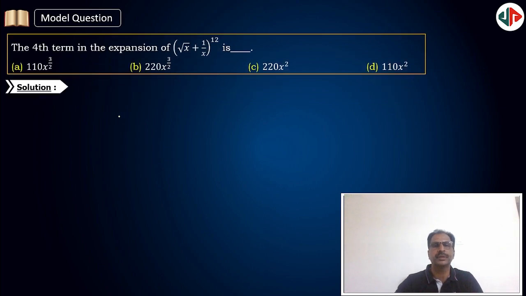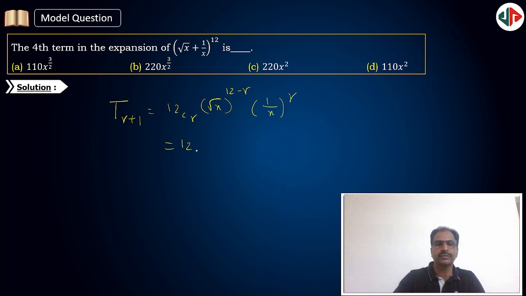Next, the fourth term in the expansion of (√x + 1/x)^12. To find any particular term, you have to write the general term. The general term T(r+1) is nCr x^(n-r) a^r. So this is 12Cr x^((6-r)/2) by x^r, which means 12Cr x^((6-3r)/2).